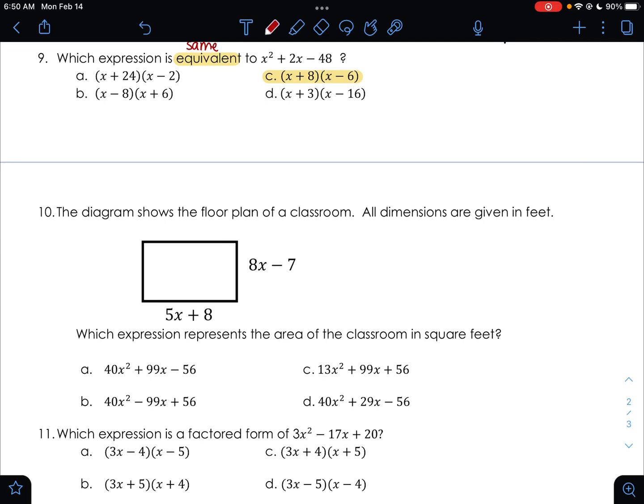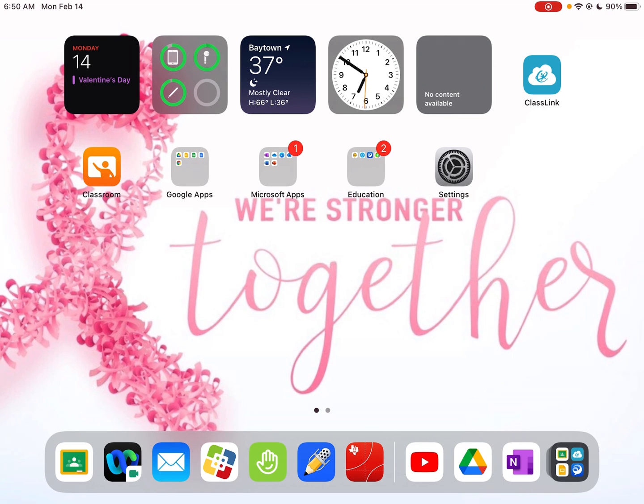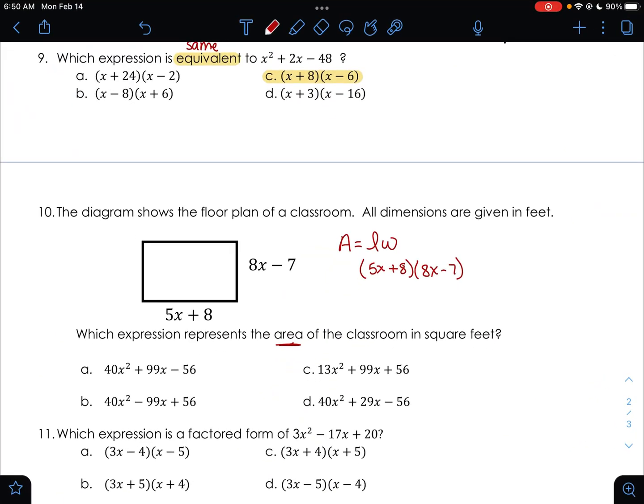So, believe it or not, you can use your calculator for this. What you need to do is you need to know that the area is length times width. So all we need to do is plug in 5x plus 8 times 8x minus 7, and we want to know which one's equivalent. So we're going to graph and match. Okay, so we're graphing and matching on this one.